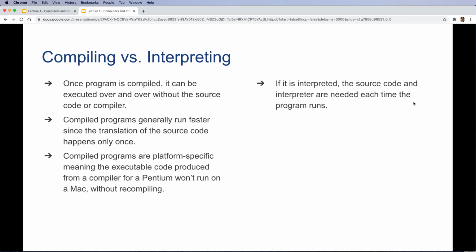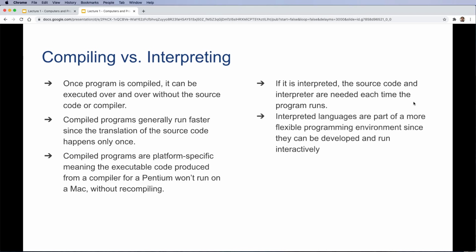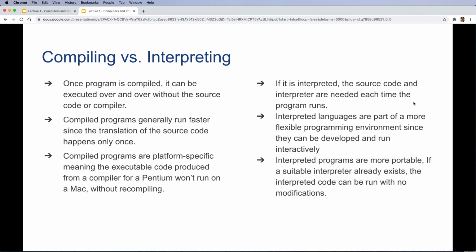If it is interpreted, the source code and the interpreter are needed each time the program runs. Interpreted languages are part of a more flexible programming environment since they can be developed and run interactively. Interpreted programs are more portable. If a suitable interpreter already exists, the interpreted code can be run with no modifications.